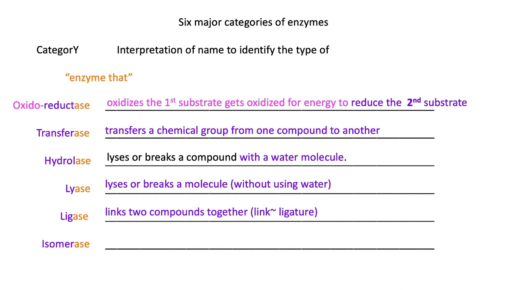Isomerase. What's an isomer? Please pause. You already know what an isomer is. An isomer of a compound has the exact same types and numbers of atoms and the exact same types of bonds, but just that they're organized differently. D-alanine versus L-alanine would be a good example of one. So an isomerase converts one isomer of a compound into a different isomer.